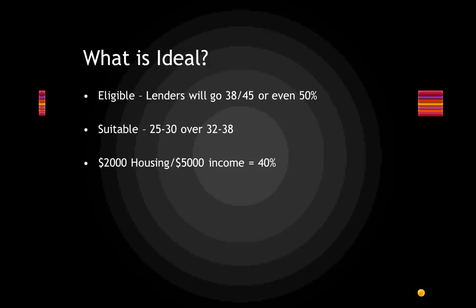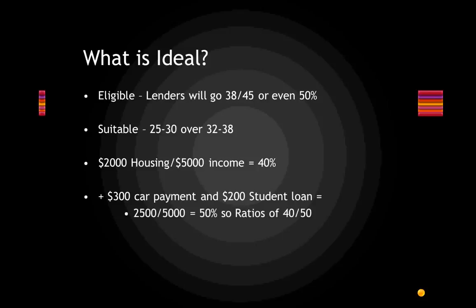So a quick example: a $2,000 housing expense divided by $5,000 a month in income would obviously give you a 40% front end debt ratio. Let's say you got a car loan of $300 and a $200 car loan. You add that together, you got $2,500 a month going out there, divided by 5,000 again, and that gives you a 50% back-end ratio. So in that example, your ratios are 40 over 50. It may get approved, but it could be somewhat financially painful if there's no plan to get rid of debt and or income going up over the next couple of years.